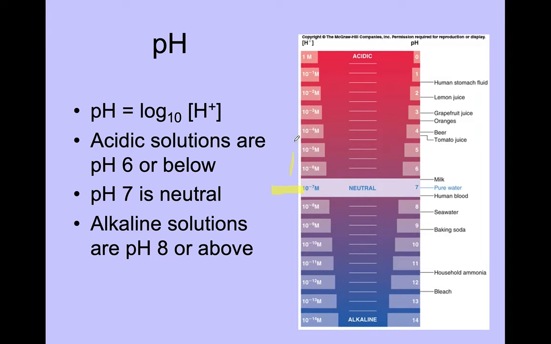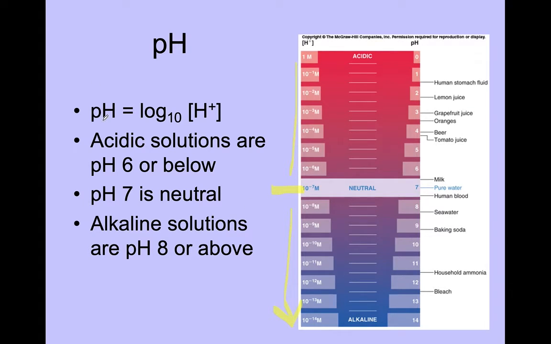As we move down the pH scale, I know I'm moving up here, but the numbers are moving down. So the closer to 0 we get, the more acidic the concentration of hydrogen ions are. And the greater the pH number, so as we move up from 7 to 8 to 9, 10, etc., the more alkaline. So the fewer hydrogen ions we have and the more hydroxyl groups we have.